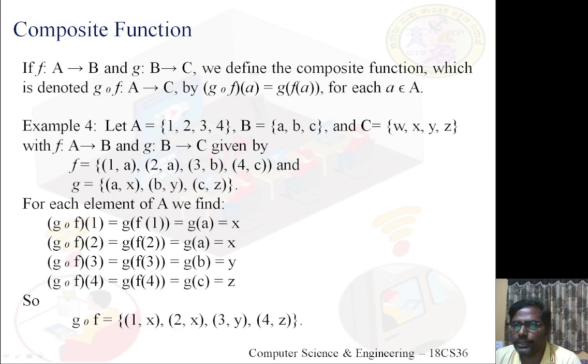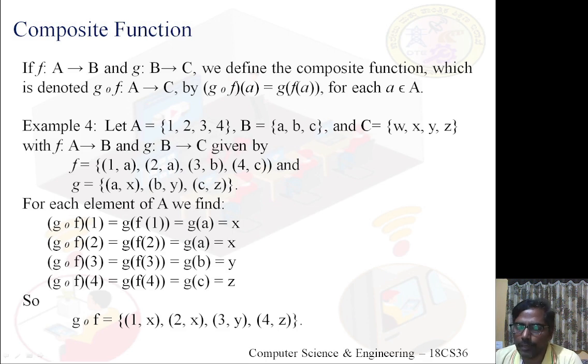Now, let us have a look at composite functions. Here you will be given two functions, say one function f from A to B, and the other function g from B to C. Now you can combine these two functions and obtain a new function from A to C, denoted as g dot f.